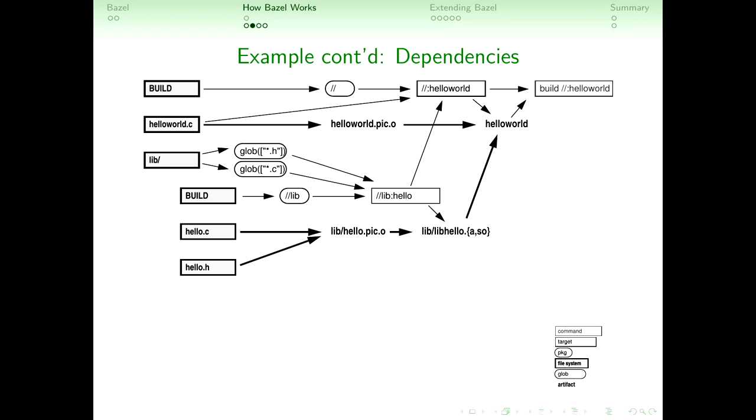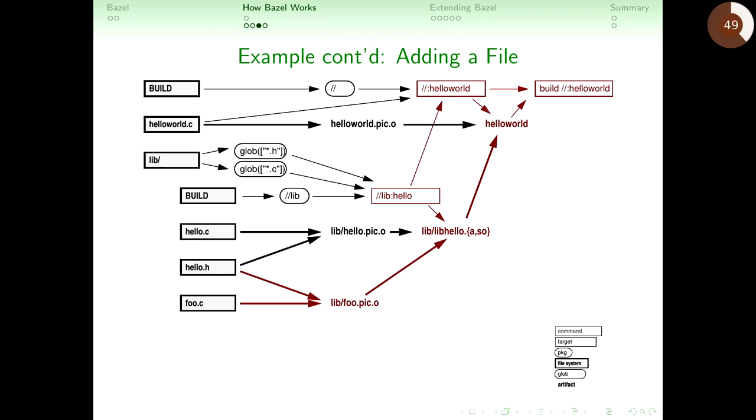And the easiest way to see that is if you add a new file into that library. So none of the actions is directly affected. But you notice that the directory has changed. So you invalidate everything that depends on the directory, so in particular the globs. And that forces you to re-evaluate the library rule. And once you do that, you see, oh, now I need to generate an additional action. And then you call all those actions and build the final output.